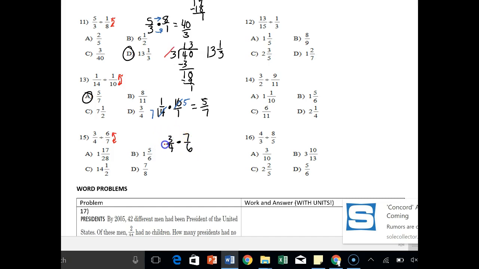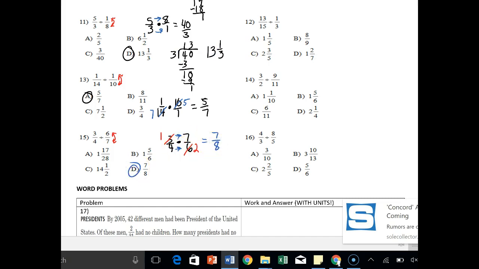Now I look to cross cancel. 3 and 6 can obviously both be simplified, or cross canceled, sorry. 3 divided by 3 is 1. 6 divided by 3 is 2. Multiply straight across. I get 7 over 8. 4 times 2 is 8, right?